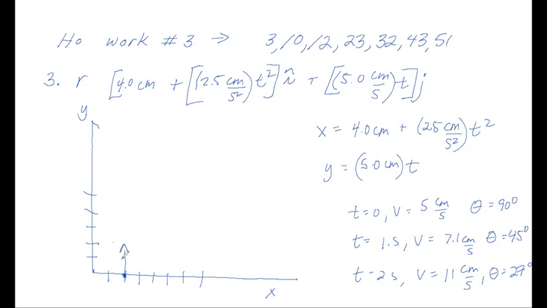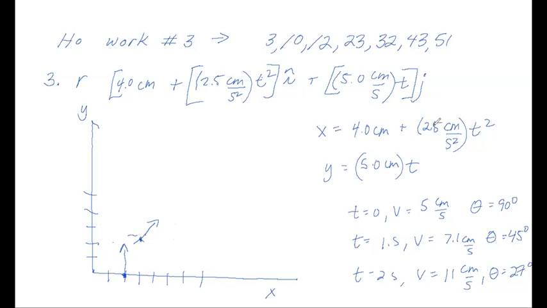At t equals 1, we are going to have 4 plus 2.5 times 1, which is going to be 6.5. So right about here. And y is going to be 5. So here and here. Wait, 5 is here, 6.5 is right about there. So our velocity is going to be 7.1, and the angle is 45. So something like this.